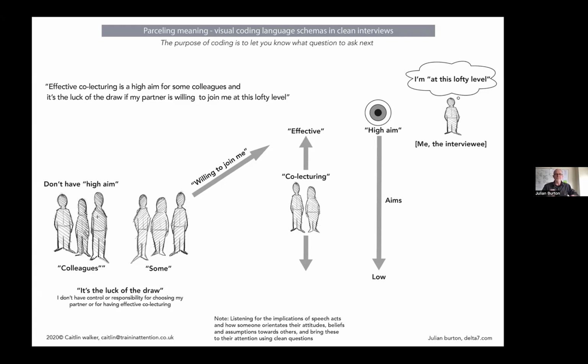And it's the luck of the draw. So when I hear luck of the draw, then I go, I am not in control of it. It is not my responsibility. So the luck of the draw is an abdication of responsibility. That's what I make that thing mean. If my partner, so that's an individual person, is willing, so that means that they could join them, but they're not, it's a choice, to join me at this lofty level, which means I believe I'm okay, they're a bit crap. They probably won't join me because they don't have that high aim.